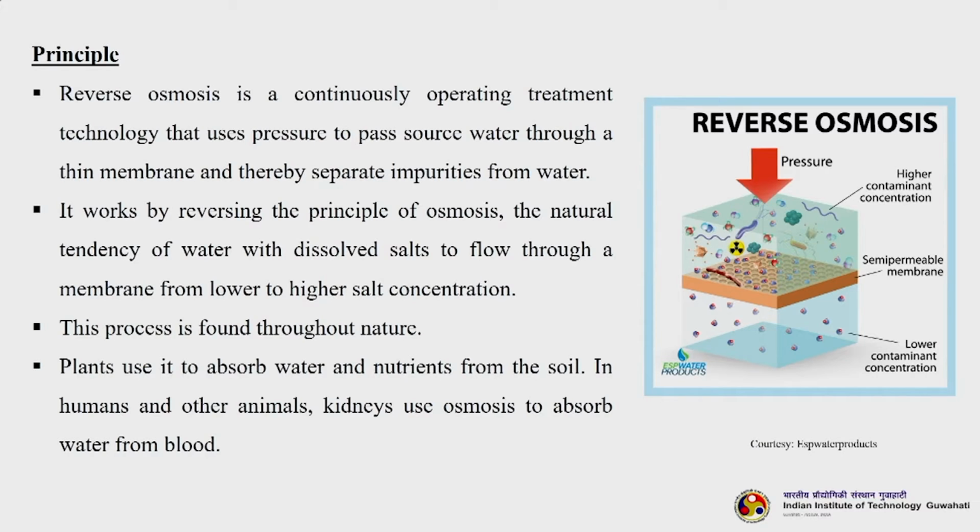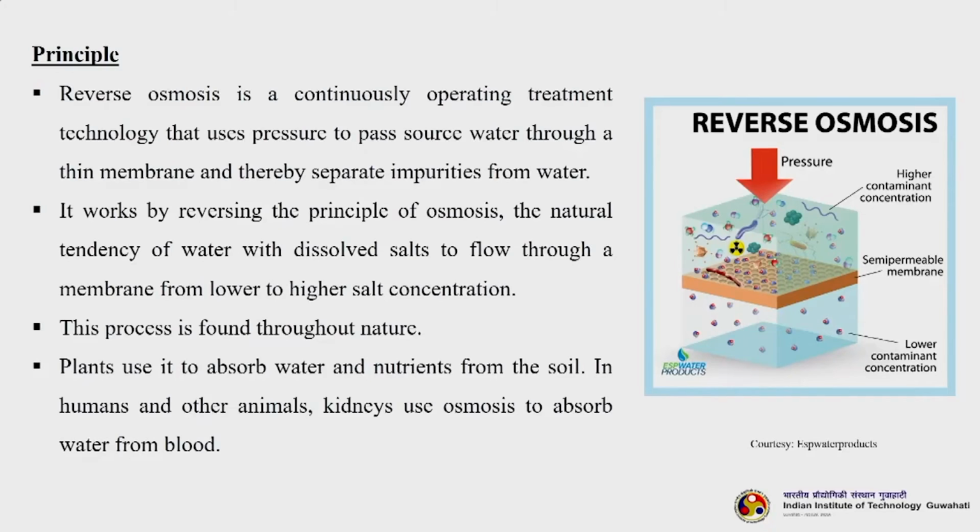RO is a continuously operating treatment technology that uses pressure to pass source water through a thin membrane, thereby separating impurities from the water. You are applying pressure to overcome the delta pi, the osmotic pressure, so that flow from the contaminated or concentrated water will pass through the membrane and move to the lower contaminated or lower concentrated side.